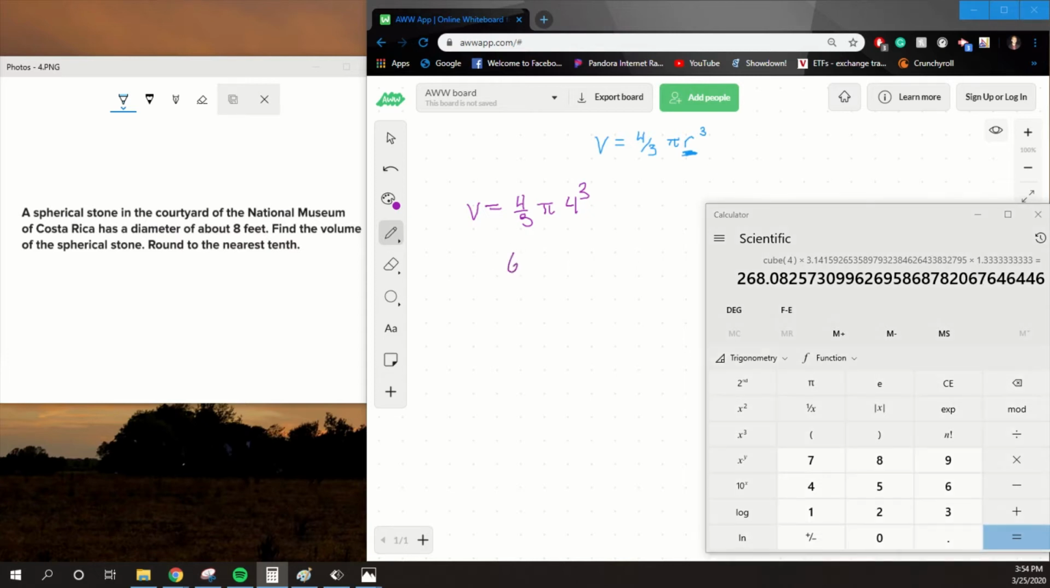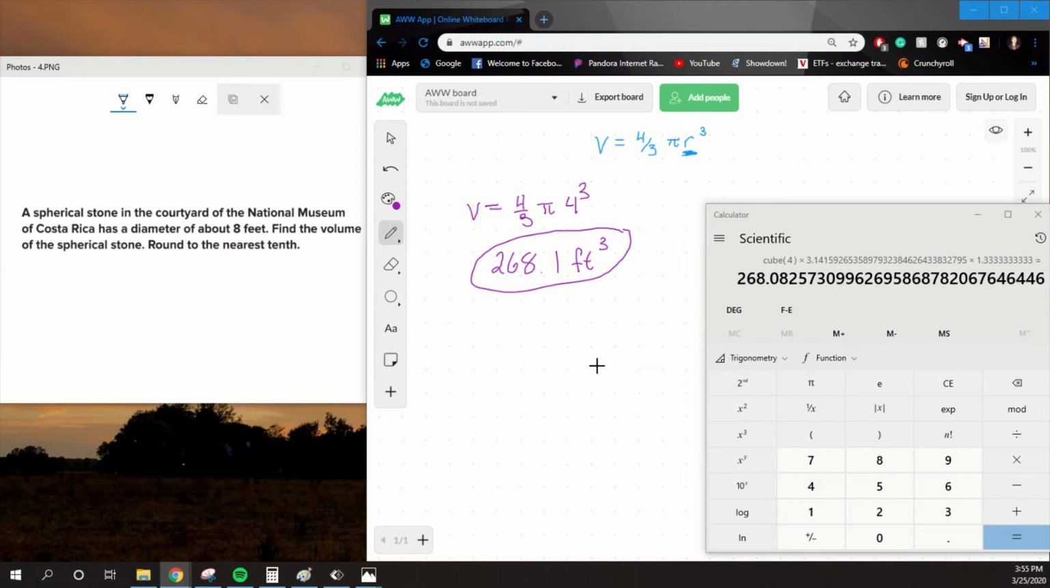So I have 268.1 feet cubed, and that is our answer. Now if you wanted to say cubic feet and write it out in words, that's fine as well, but for this example I'm just going to write it as that answer, feet cubed.